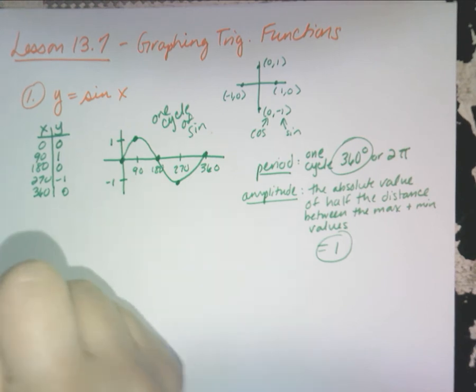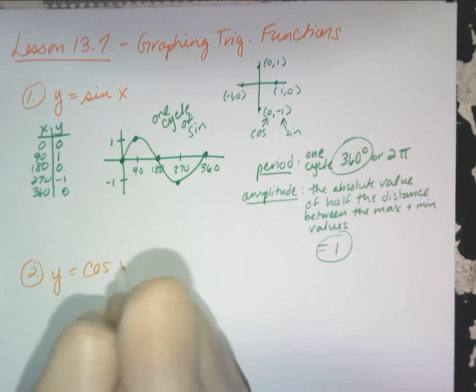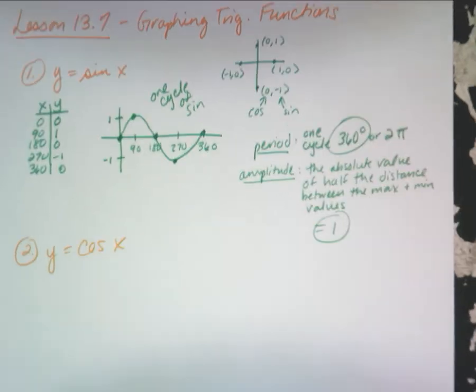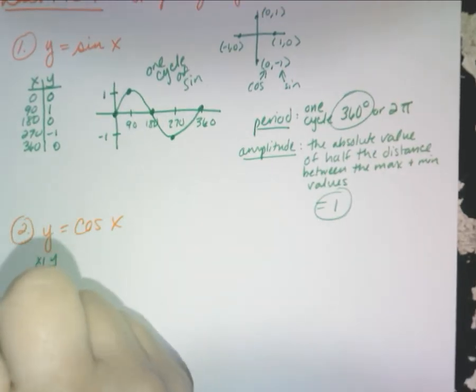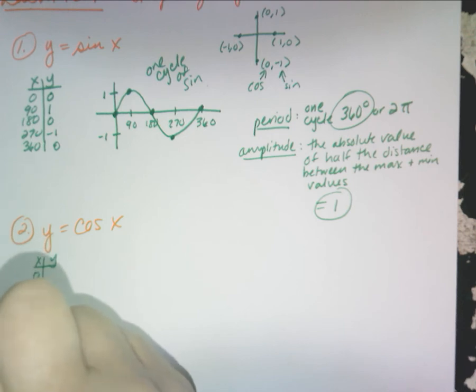Let's do cosine. And let's do a chart for this one too. 0, 90, 180. You do not have to make charts tonight. You're just going to be doing it in the calculator, but I'm trying to show you where this is all derived from.